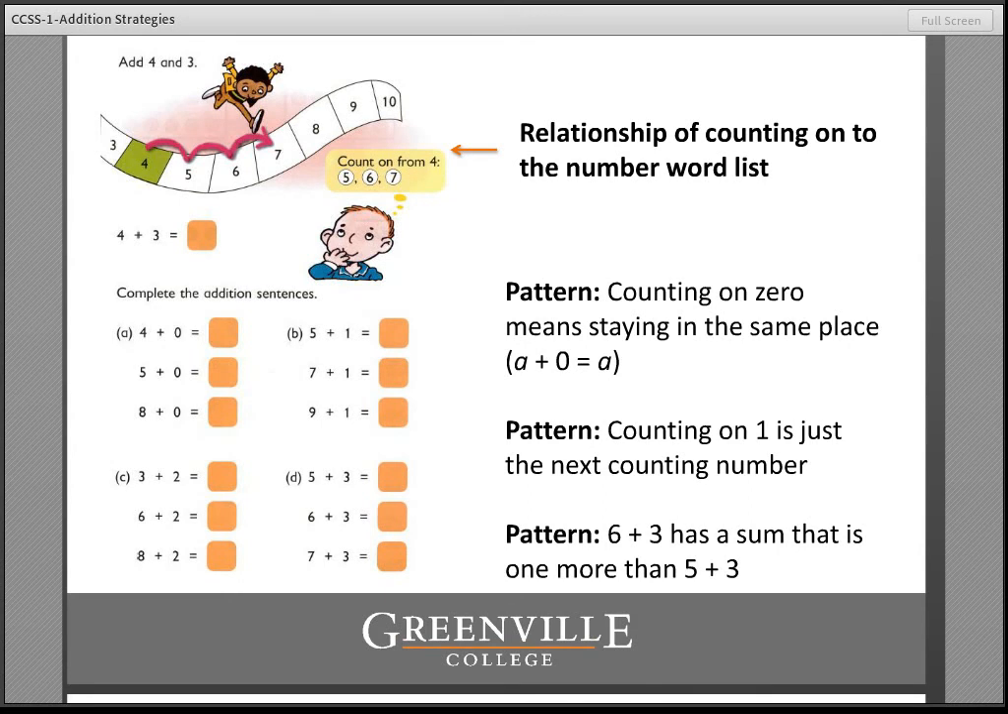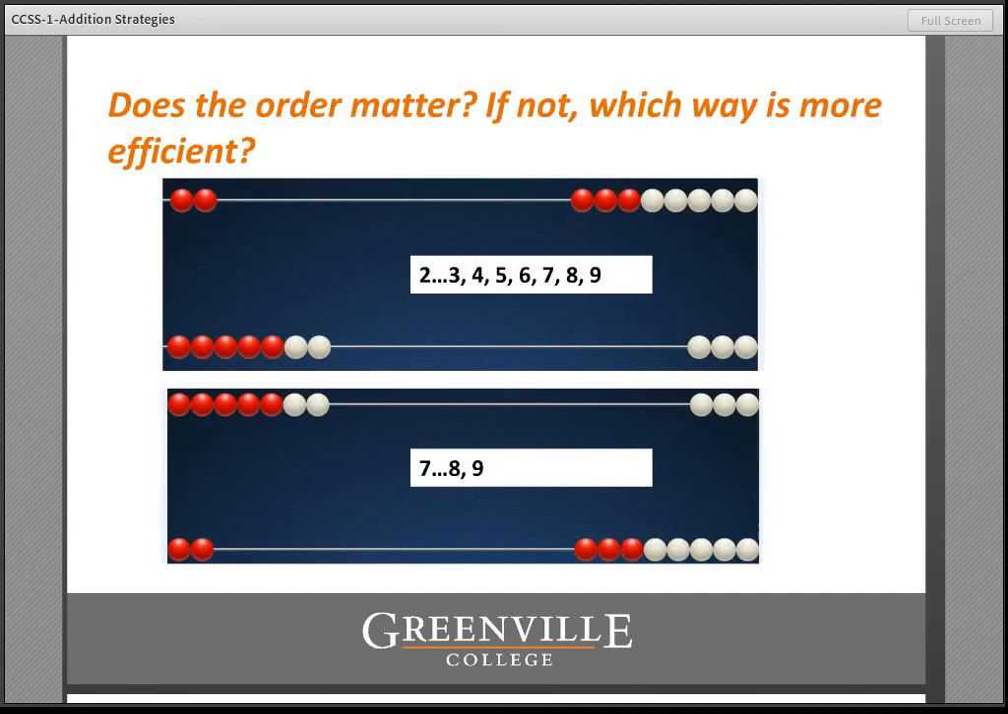So it's the original number. They can also learn that counting on 1 and adding 1 are the same thing, that it's just the next counting number in the number word sequence. And then in the last one, part D, 5 plus 3, 6 plus 3, and 7 plus 3, they can learn that 6 plus 3 results in a sum that's 1 more than 5 plus 3. That's a really handy idea to have as you get into some of the more advanced strategies.